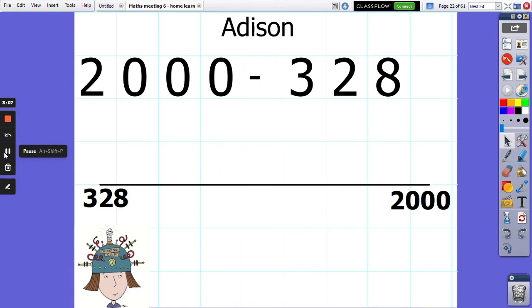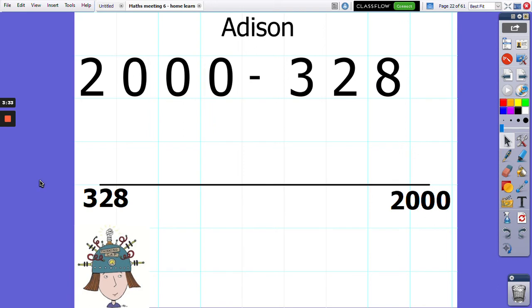Okay, hopefully you used this method. We don't want any columns for this. There's too many zeros in 2000. Hopefully we've gone to our number line. So we know that 2000 is our whole, so it goes at the end of our number line. 321 is one of our parts, and we want to work out the other part. What's going to get us from 321 to 2000?